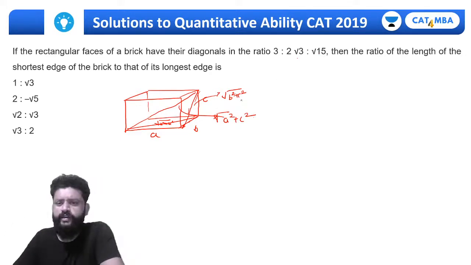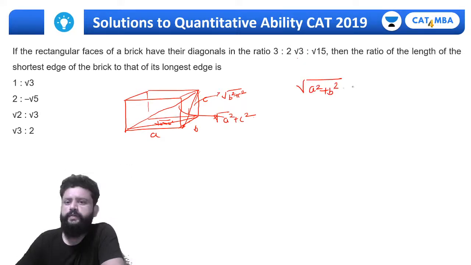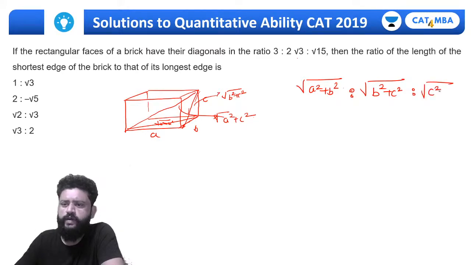Okay, so what we'll do, we know the ratio, so I can say under root of a square plus b square is to under root of, we know which is shortest and longest, so let's forget about that, we'll decide that later. Under root of b square plus c square, this is going to be diagonal, then under root of c square plus a square, this is going to be the third diagonal.